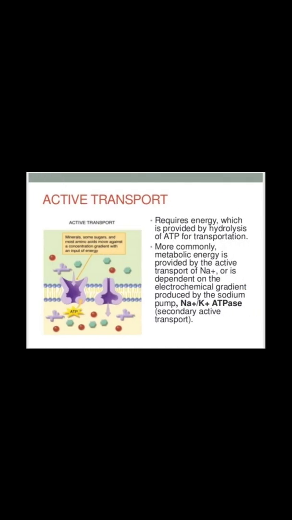So next one is active transport. Active transport requires energy, which is provided by the hydrolysis of ATP for transportation. More commonly, metabolic energy is provided by the active transport of sodium, or is dependent on the electrochemical gradient produced by the sodium potassium pump, that is sodium potassium ATPase.